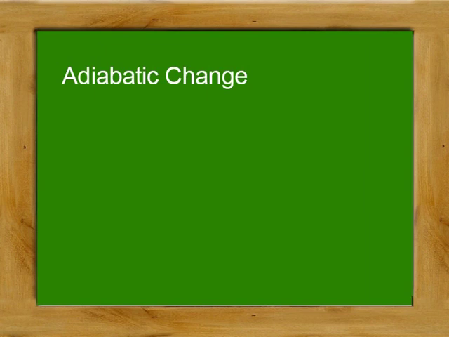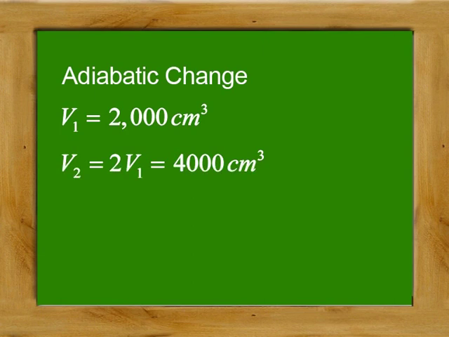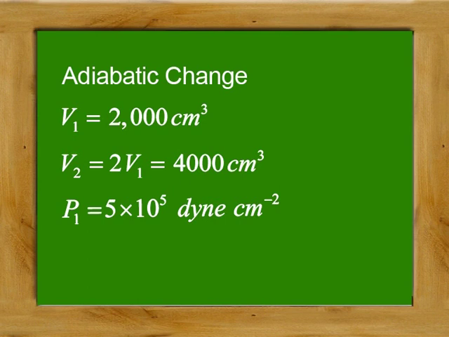And now consider the adiabatic change. V1 is equal to 2000 cubic centimeter. V2 is equal to 2 into V1 is equal to 4000 cubic centimeter. P1 is equal to 5 into 10 raised to the power 5 dyne per square centimeter, and gamma is equal to 1.5.